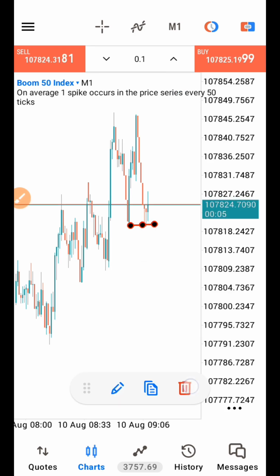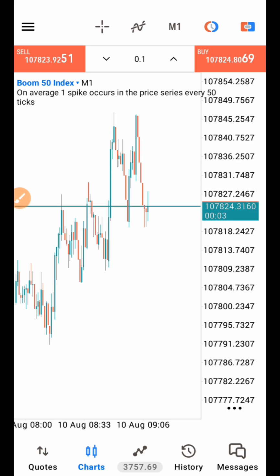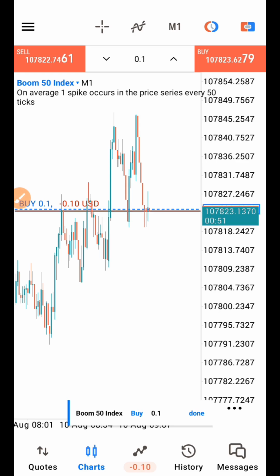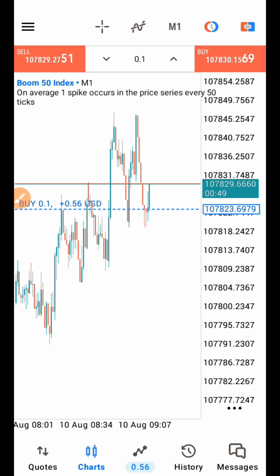And the price closes back inside this structure. That means we are having a buy here. Let me just buy. You understand? Let's see how it goes. You can see immediately I buy, the spike happens because the sweep has already happened. So the market will continue jumping up.